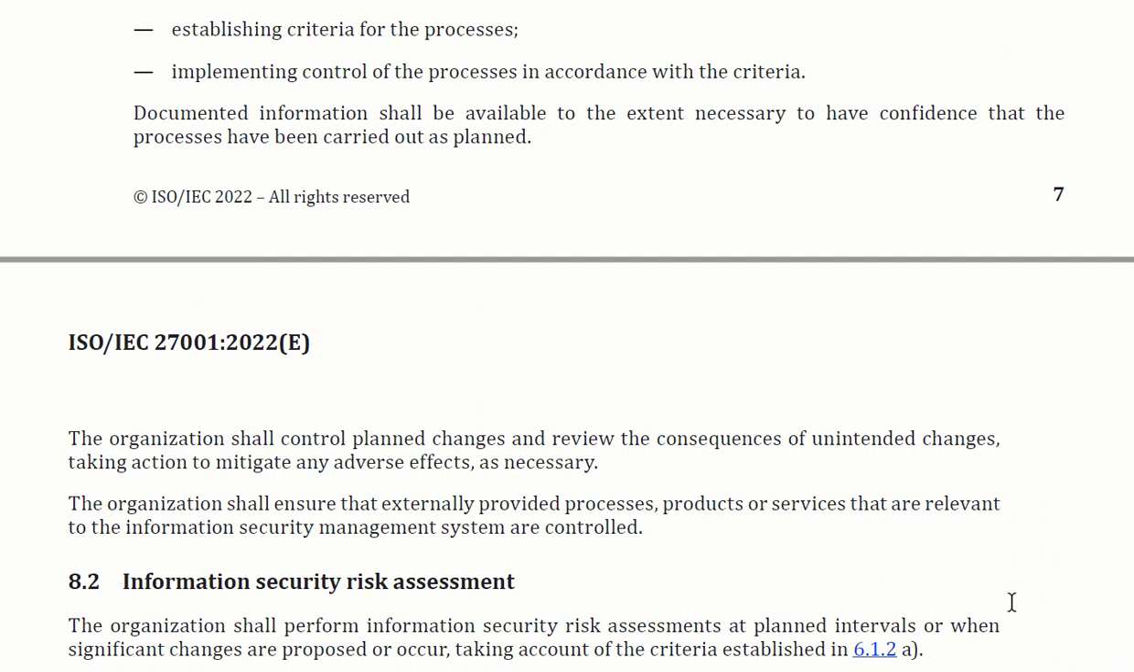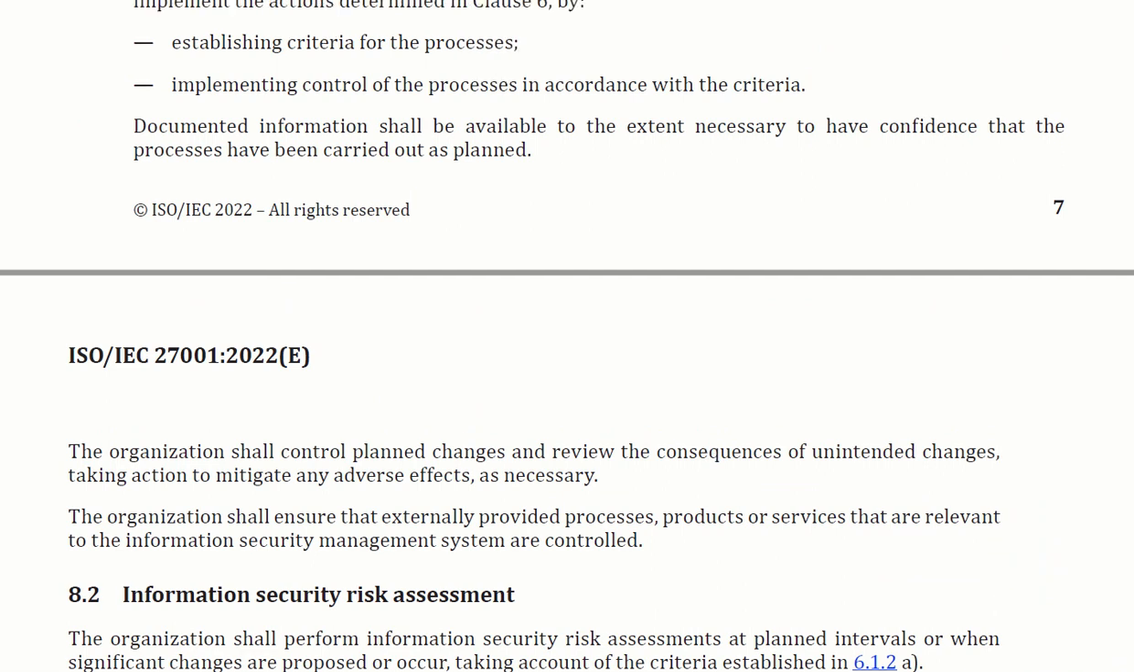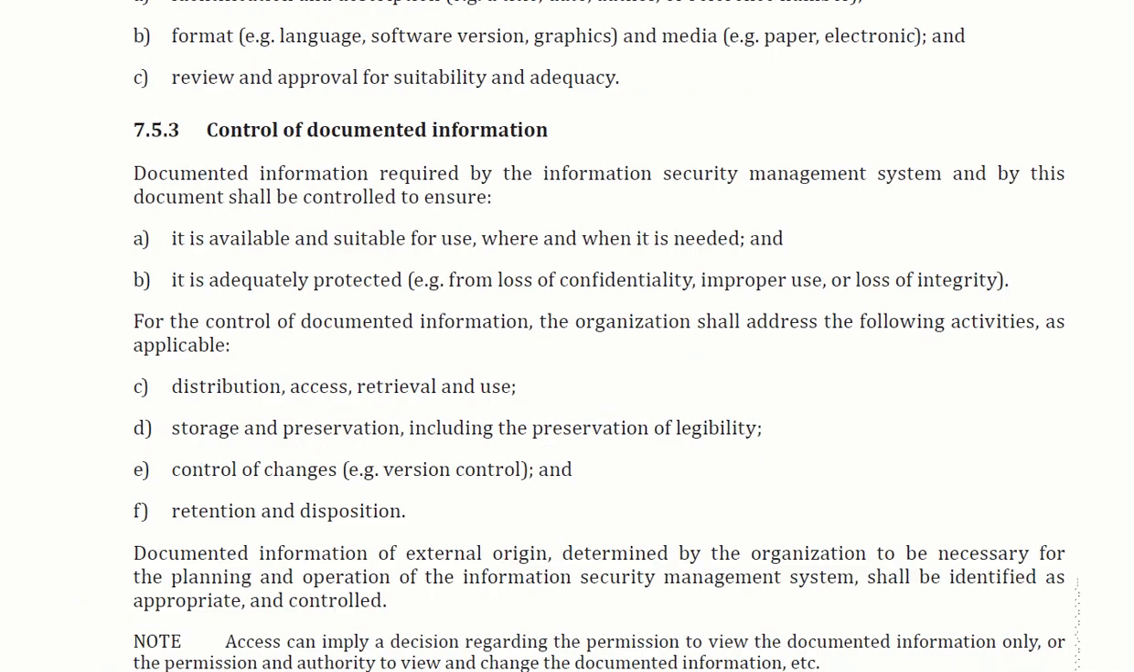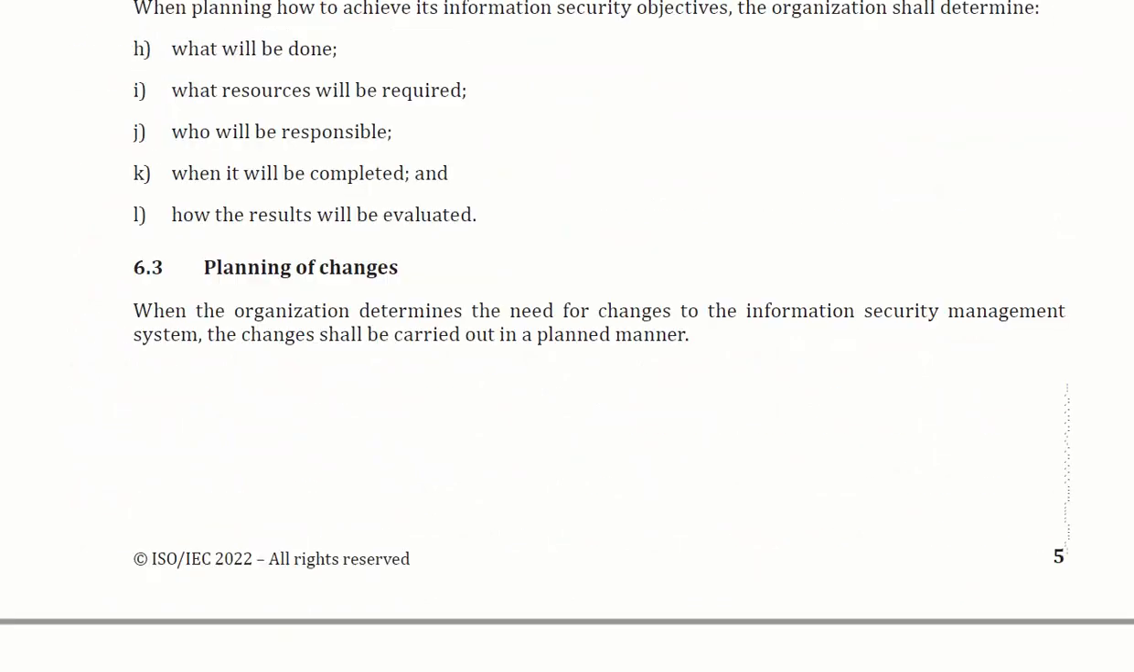Sorry, in clause number 6, planning of change, they have added 6.3. This 6.3 has been newly introduced. Earlier, this 6.3 was not there in your older standard. This has been newly introduced.